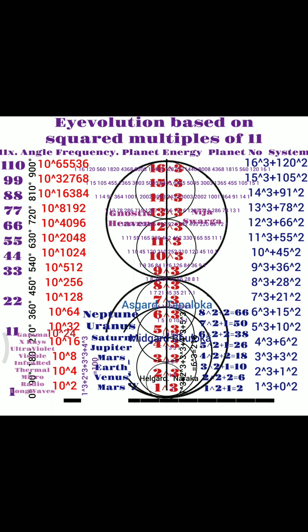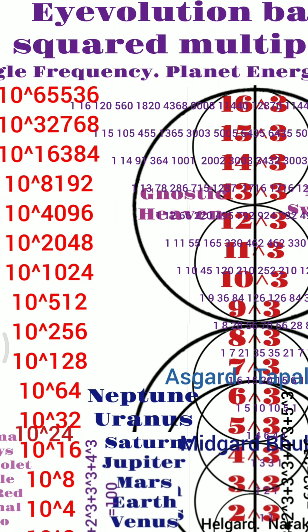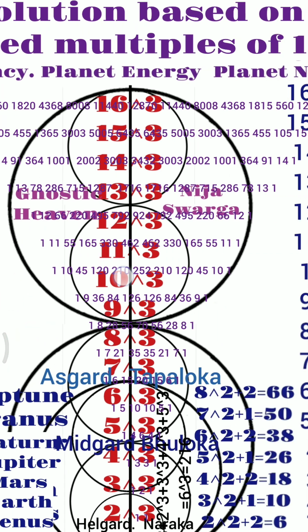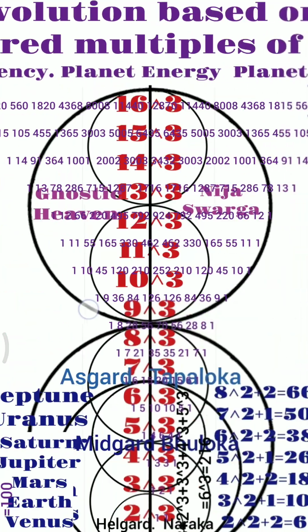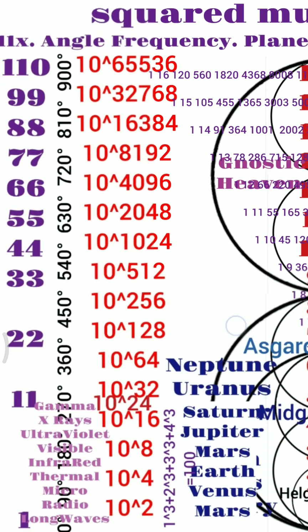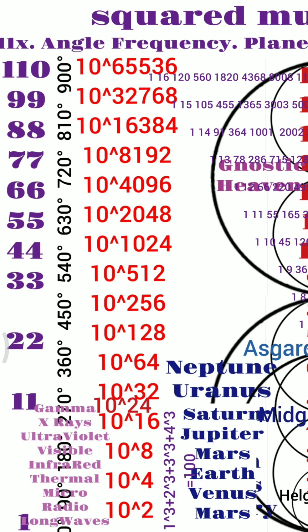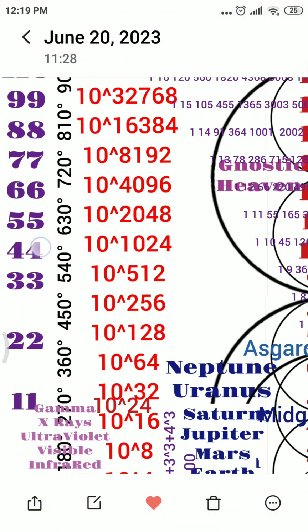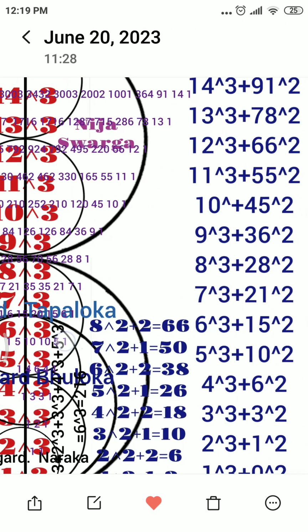Yesterday we discussed the evolution based on number 11, and I called it the evolution based on squared multiples of 11. Why squared multiples of 11? Let's see. I told you that these are the multiples of 11: 11, 22, 33, 44, 55. Those are the multiples of 11.